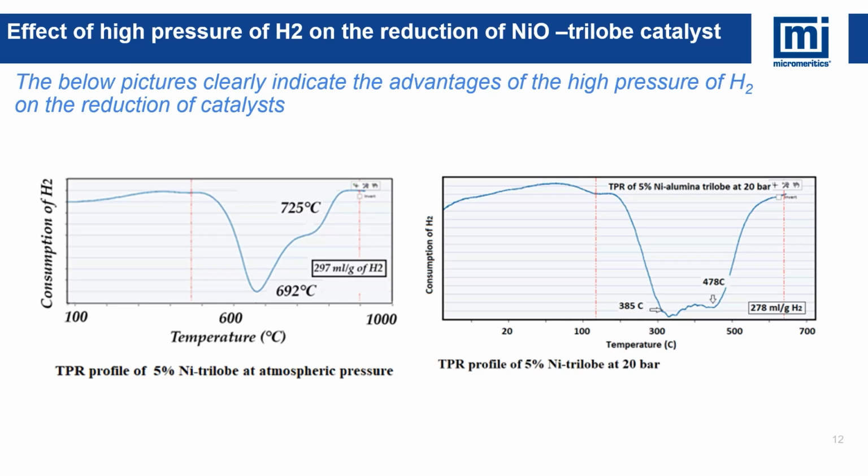So as you can see, on the right side is the same catalyst. It's a 5% nickel alumina 3 lobe, and you can see the peaks from 692 and 725 will be reduced to 385 and 478 degrees C. So at much lower temperature, about 300 degrees C below. And this gives us good information: reducing the sample at high pressure reduces the reduction temperature, and therefore minimizes the sintering of the nickel. It is very important to reduce the sample in catalysis at high pressure to minimize the sintering of the active species.